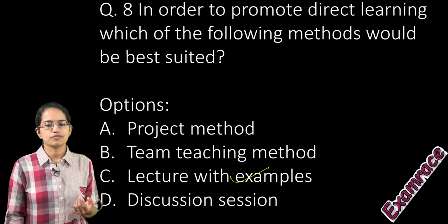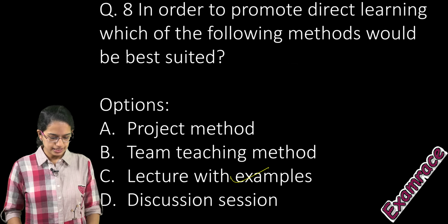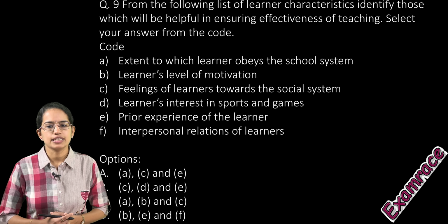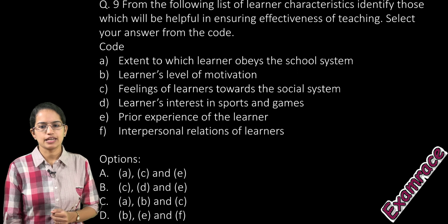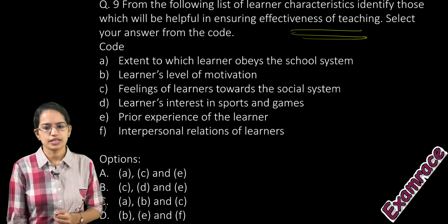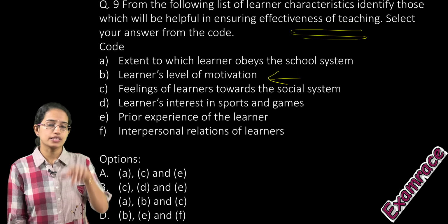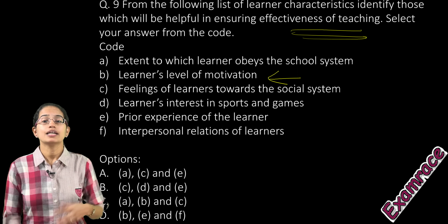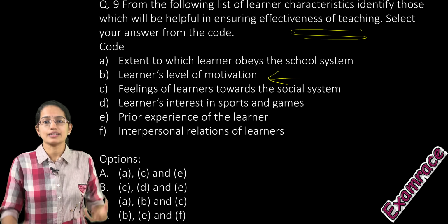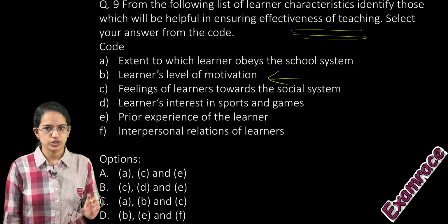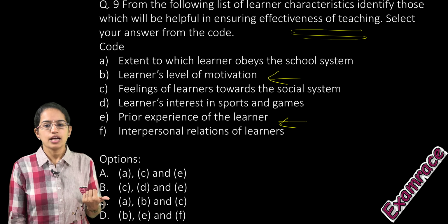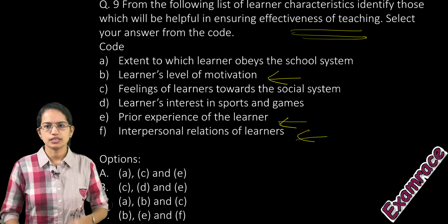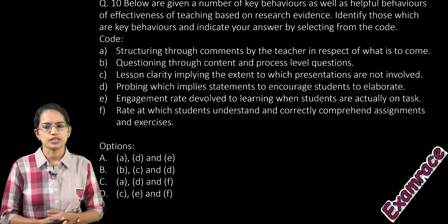So when you have a lecture with examples, we say this is a direct learning method. The next is effectiveness of teaching. When we are saying effectiveness of teaching, what are the parameters that are important? We are talking about whether the one who is learning is really motivated, really interested to learn. So the learner's level of motivation is the first thing. Then his prior experiences on learning and his interpersonal relations are something that are important. So those are the 3 aspects that we cover under effectiveness.